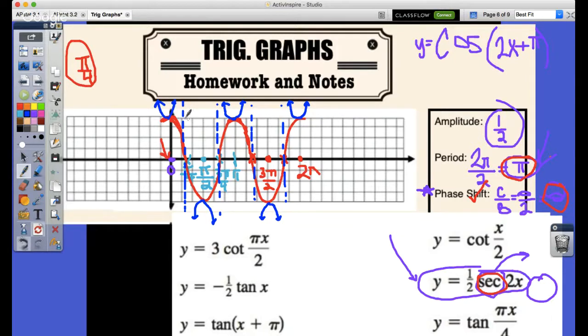The only other thing that I would say is I didn't put the amplitude. So 1/2 would be here. Negative 1/2 would be the place where it hits right here, right? Make sure it goes all the way to the amplitude.